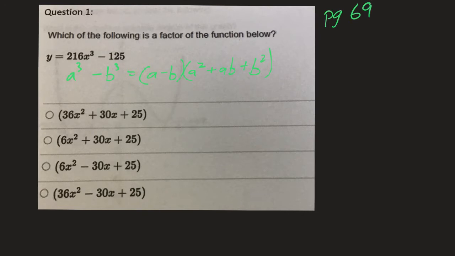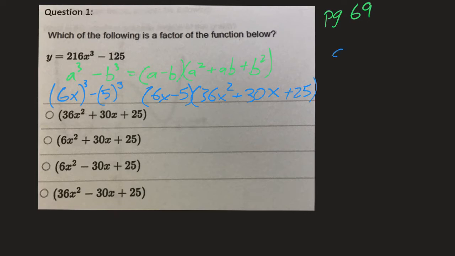All right, so let's start by identifying what a and b are going to be in this problem. Well, 216 is 6 cubed, and I've got x, so 6x cubed, and minus 125 is going to be minus 5 cubed. So once we've got those, we can fill in the blanks in the formula. We'll have 6x minus 5. 6x squared gives me 36x squared. 6x times 5 is going to give me plus 30x. And 5 squared is going to be 25.